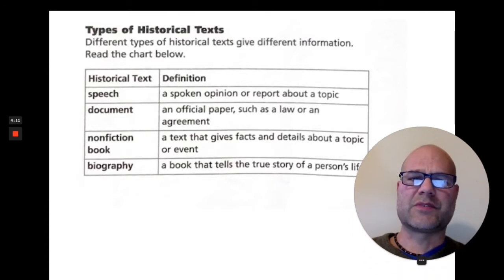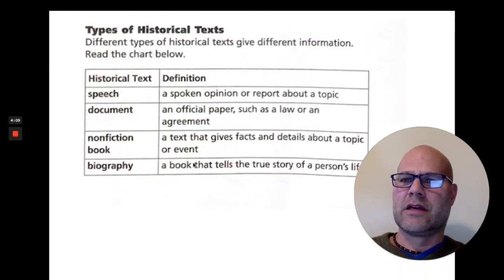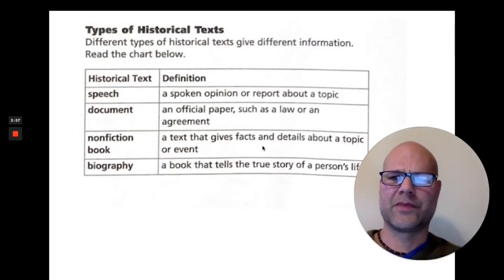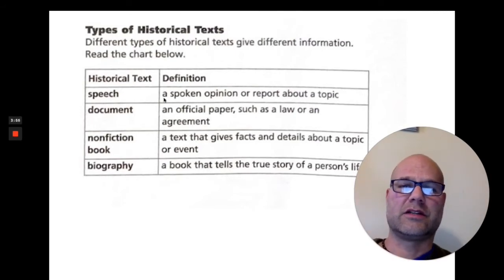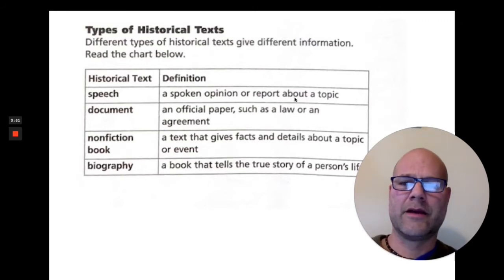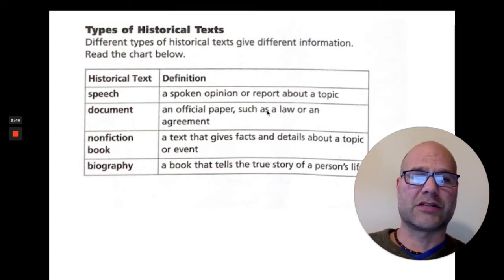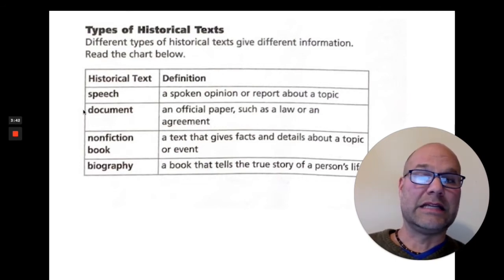Here are some types of historical texts. Different types of historical texts give different information. Read the chart below. So in this column you have the type of text, and over here in the adjacent column you have the definition. A speech is a spoken opinion or report about a topic. A document could be an official paper such as a law or an agreement. Could even be like a legal document.